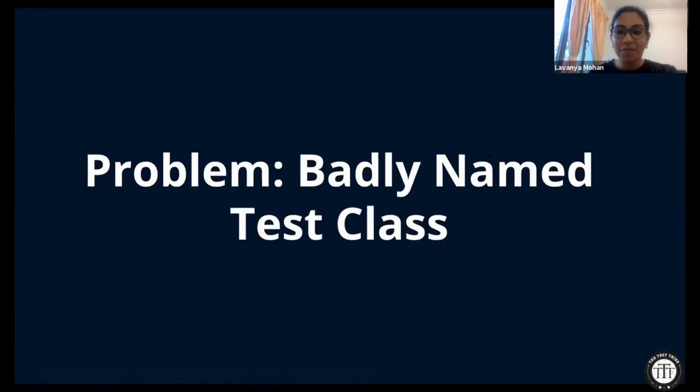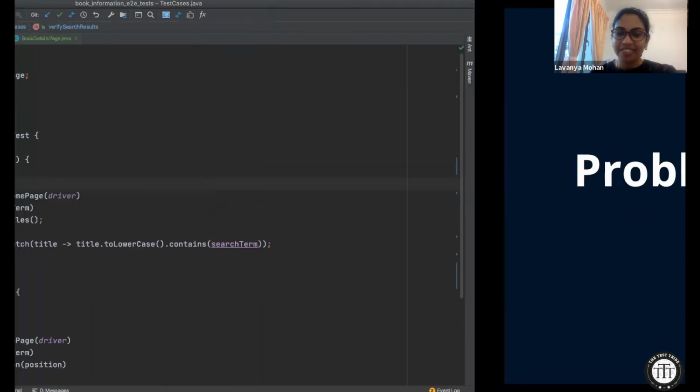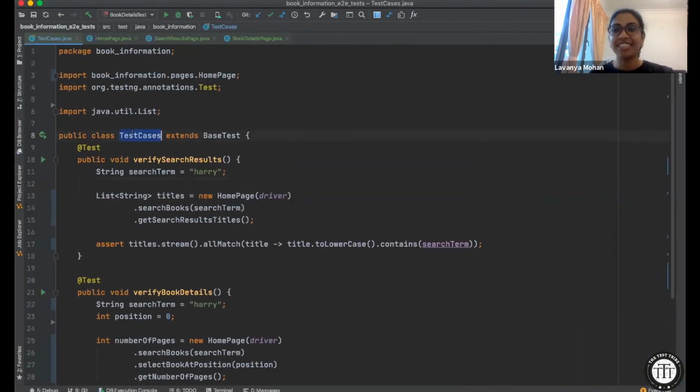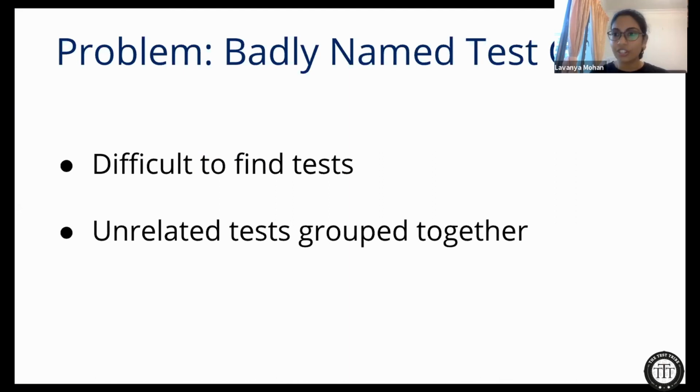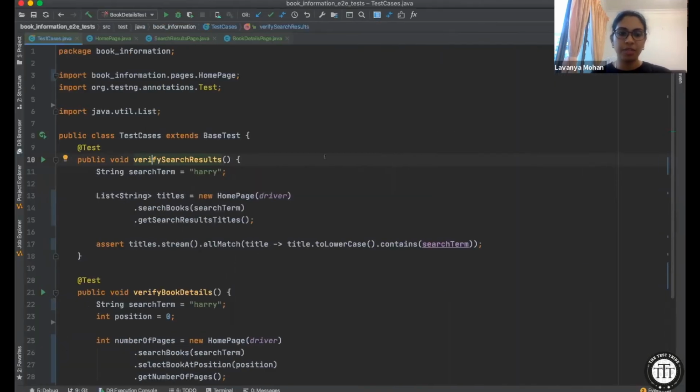Nice. Now let's look at another problem that's present in this class. The class name is pretty bad. Yeah. Did any of you notice that? This test class is called test cases. Now, what does that even mean? Does it mean it has all the tests that are present for this particular app? We don't know. That does not convey anything, right? And the problem with such badly named tests is if you want to search for a test, it's difficult because you don't know where to look. And also unrelated tests are generally grouped together, which is pretty bad as well.